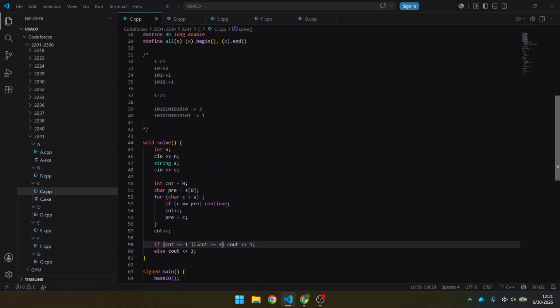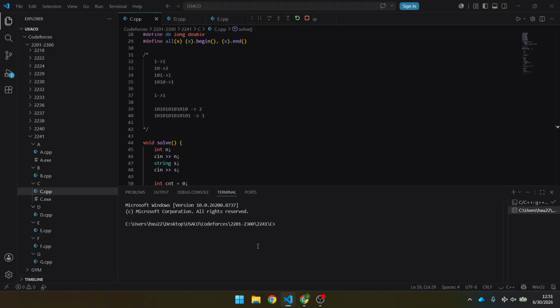Greater than, which is 3. So only cnt equals 2, or it results in 2. Yeah.